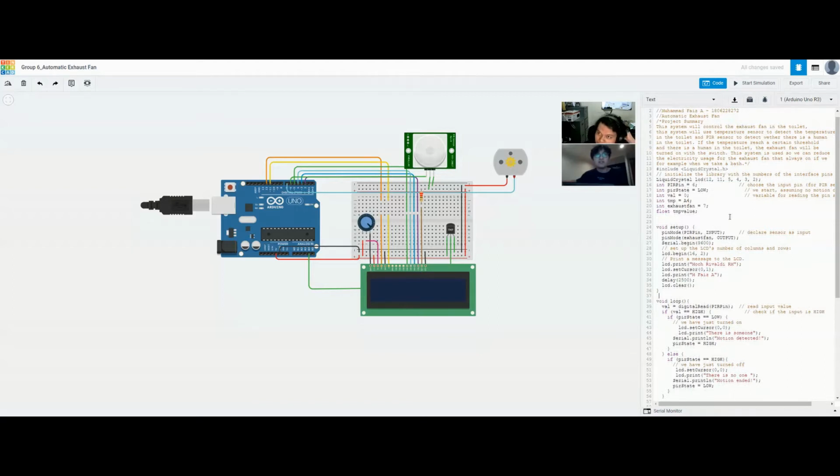I will tell you about each of its functions. So in this project, Arduino acts as the microcontroller.